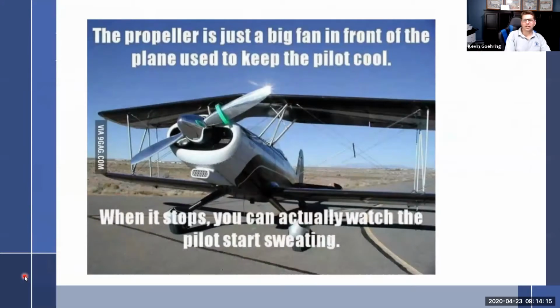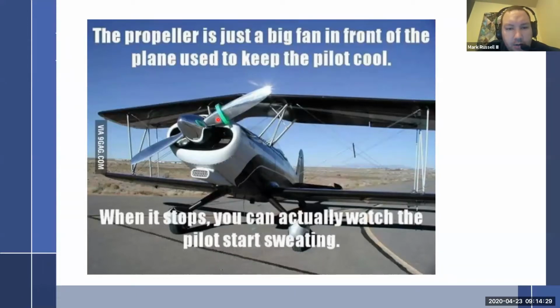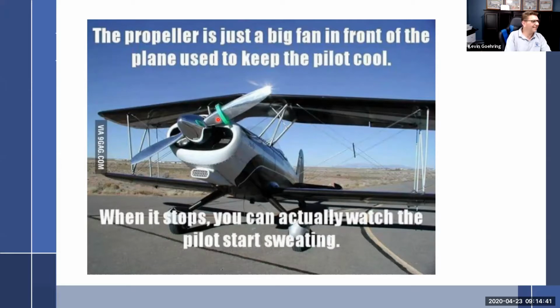All right. Propellers. This is old. Just a big fan in front of the plane used to keep the pilot cool. When it stops, you can actually watch the pilot start sweating. Anybody care to guess what this funky green thing is? Looks like a blade hold. It's an anti-theft device. You try and start that airplane up with that on there, it's going to, as a friend of mine used to say, shake like a dog passing a peach pit. Ain't going to go anywhere. I thought it was a sweatband. Yeah. It's a Live Strong band for the airplane.